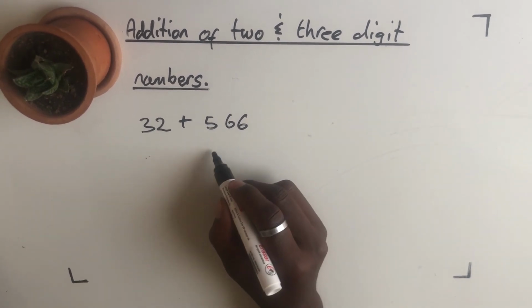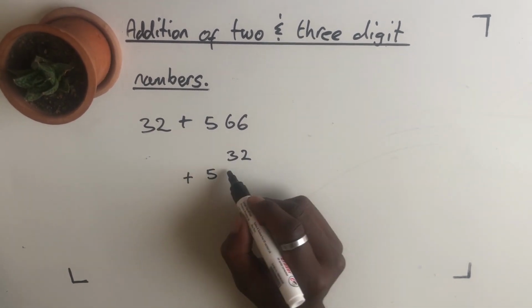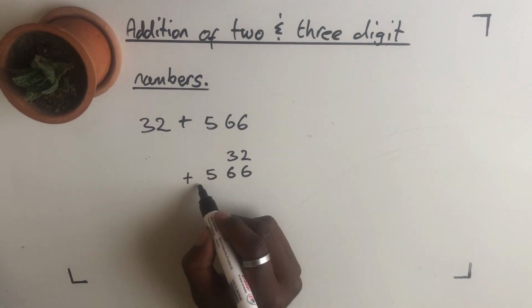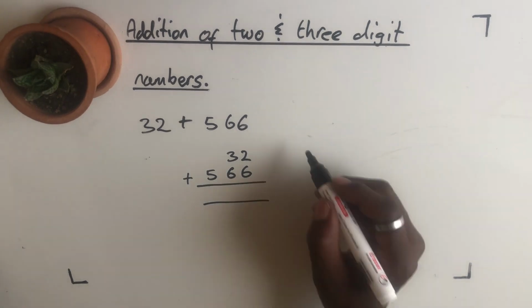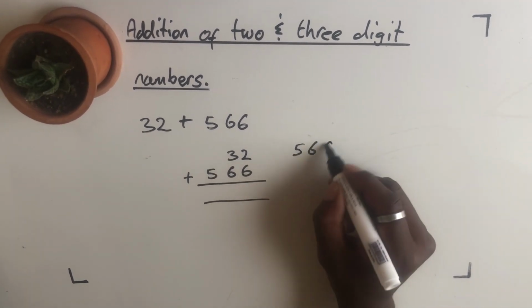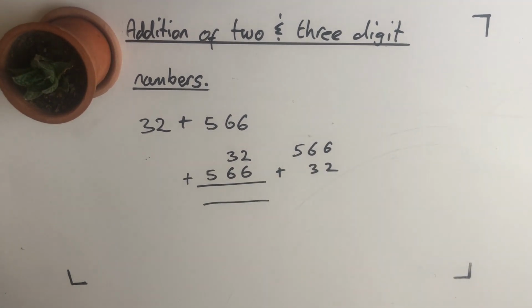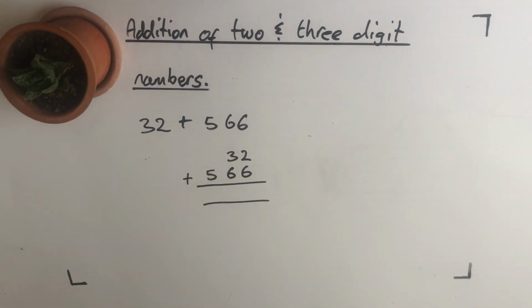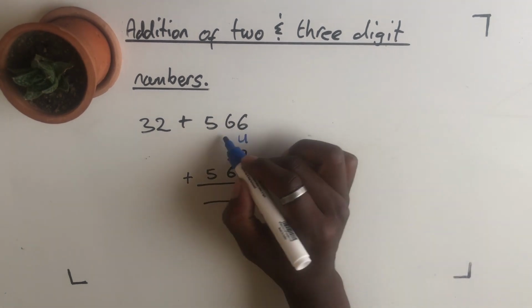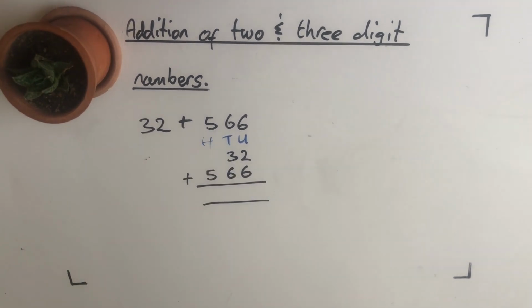So that gives me 32 plus 566. It doesn't really matter what order you write them. You can have 566 plus 32. It will give you the same exact answer. Okay? But I am going to be working like this. So the first step again is to label. Right? So that's our units. Then the tens and then the hundreds.